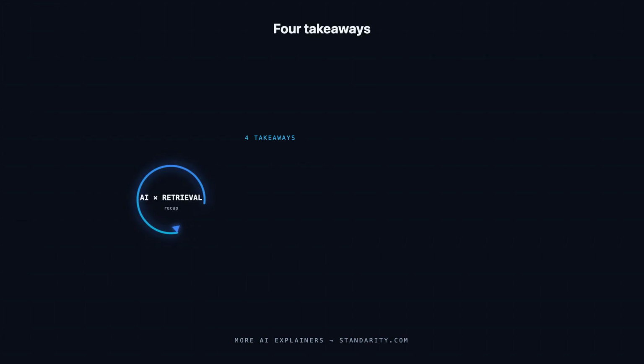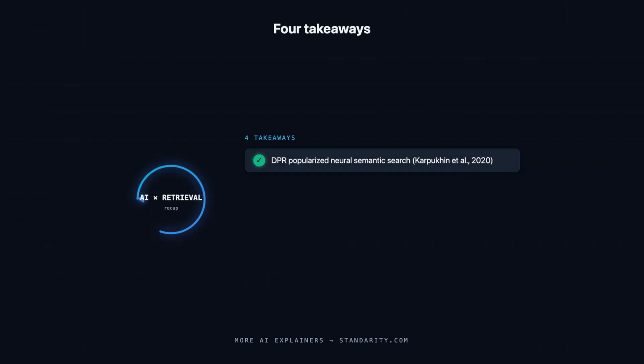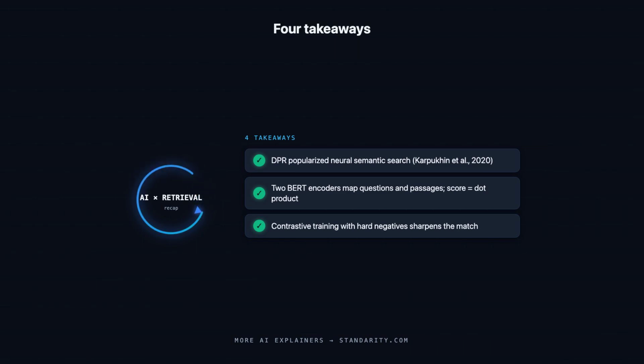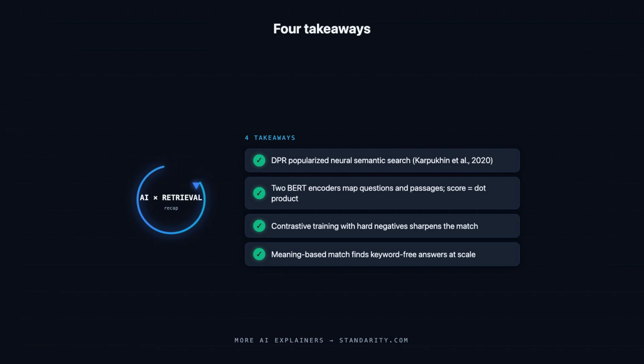All right, let's lock in the essentials. DPR popularized neural semantic search for question answering, from Karpukhin and colleagues in 2020. Separate BERT encoders map questions and passages into vectors, and relevance is simply their dot product. Contrastive training with hard negatives pulls correct pairs together while pushing wrong passages apart. Matching on meaning lets it find answers that share no keywords, all through fast nearest neighbor search.